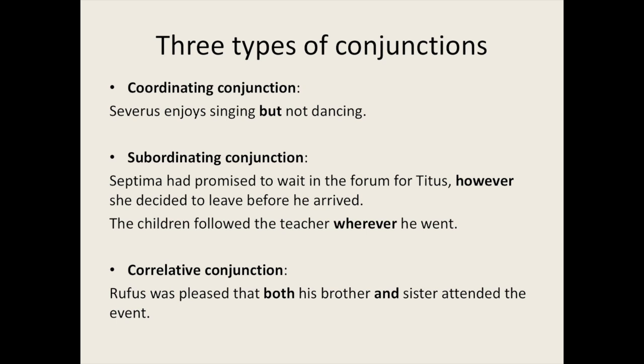The second type of conjunction is a subordinating conjunction, which joins a main or independent clause to a subordinate or dependent clause. A subordinating conjunction also illustrates the relationship between the two clauses. Here are two examples. 1. Septima had promised to wait in the forum for Titus. However, she decided to leave before he arrived. 2. The children followed the teacher wherever he went.